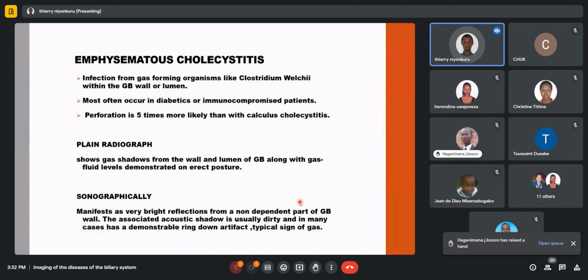We have emphysematous cholecystitis, which is an infection from gas-forming organisms, mainly Clostridium, within the gallbladder wall or lumen. As I've said, the predisposing factors are diabetes and other immunocompromised states. Perforation is 5 times more likely than in calculous cholecystitis, and we see a gas shadow from the wall and the lumen of the gallbladder, with a gas-fluid level on erect posture. Sonographically, you may see bright reflection from a non-dependent part of the gallbladder wall, and the associated acoustic shadow is usually dirty, and in many cases there is a ring-down artifact, which is a sign of gas.